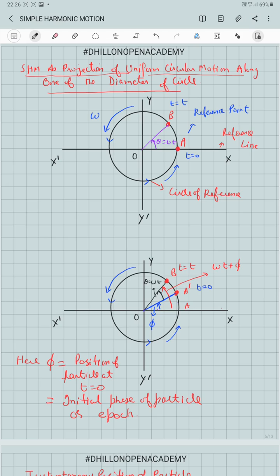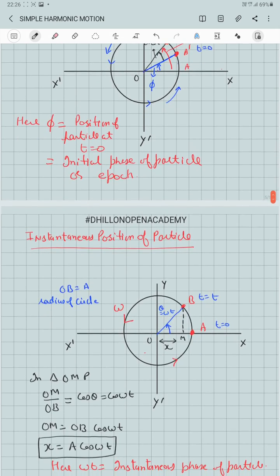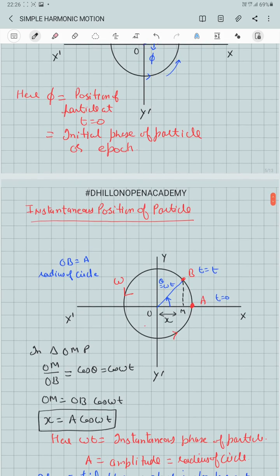So the total angular displacement in time t from A dash to B is omega t, but we have to measure its total angular displacement from A to B, which will be equal to omega t plus phi. In order to find the instantaneous position of the particle describing SHM, we have to be careful about how its projection is moving along one of the diameters of the circle. So we take our reference diameter to be XOX dash.